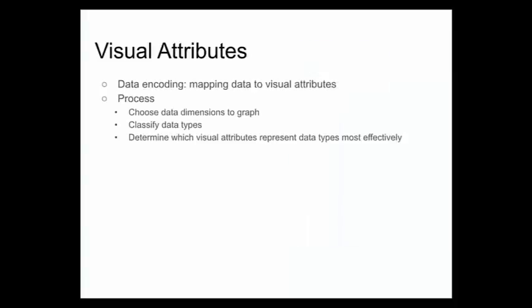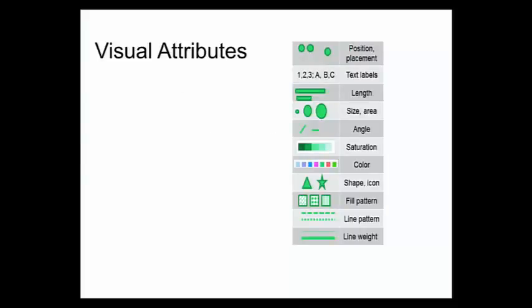Again, part of making a data visualization is going through this data encoding process, where you map data to visual attributes. The process is choosing your data dimensions to graph, classifying data types, and then determining which visual attributes represent data types most effectively. So while here's a list of various visual attributes, there are some that are better to use than others, and I'll explain why.